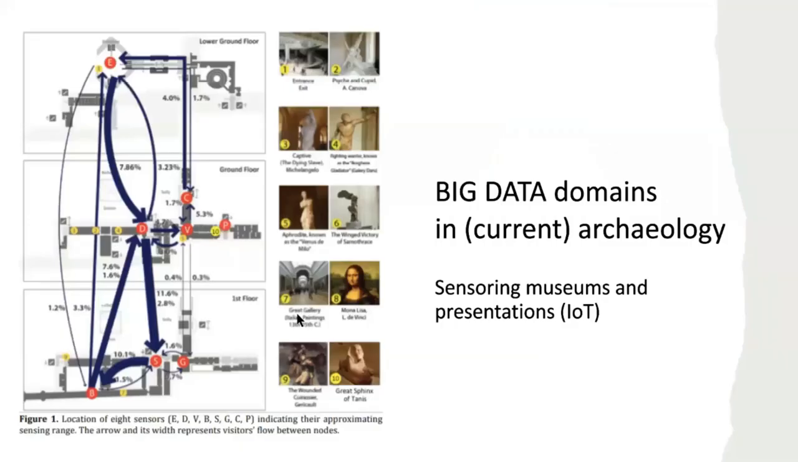We are starting to use big data in sensing in museums and presentations. People are wearing badges or Internet of Things devices in order to document at which painting they stopped longer than at other paintings, which rooms in the large museums were visited most, and so on, in order to create more attractive or more engaging itineraries through museums, or to redistribute the art pieces in the museum in order to get the best coverage, for example.